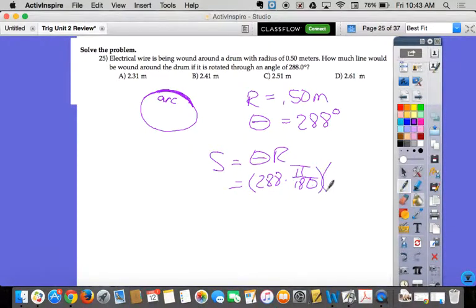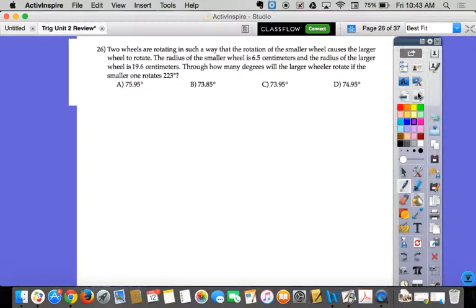You're converting. It's a little weird because your radius is 0.5. So 0.5 meters. So our answer would just be in meters. But it's just a matter of typing all your information in. Let's see here, divide by 180. And I get 2.51, but it is meters. 2.51 meters. Okay? So this is the classic gear problem.